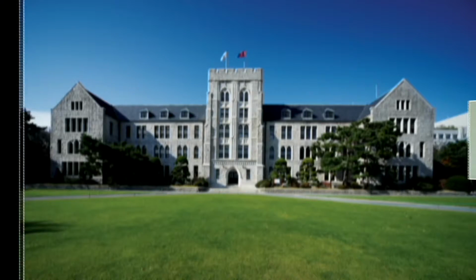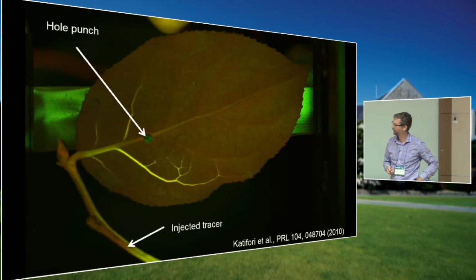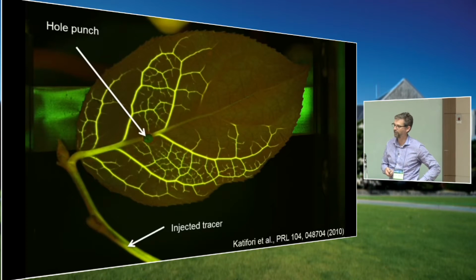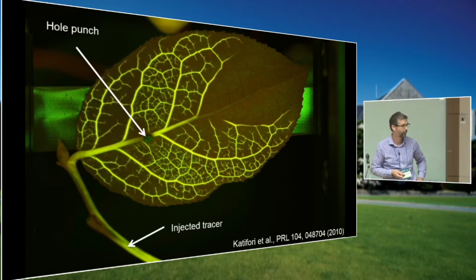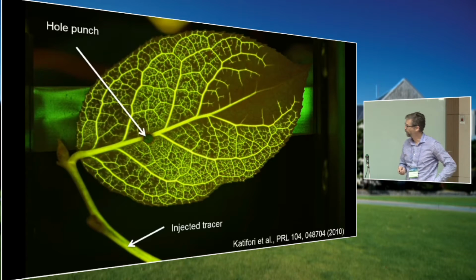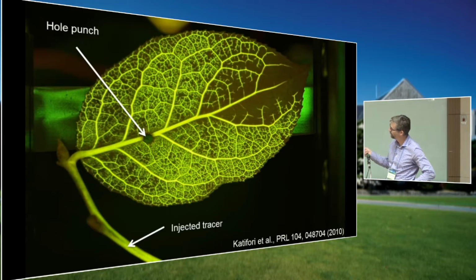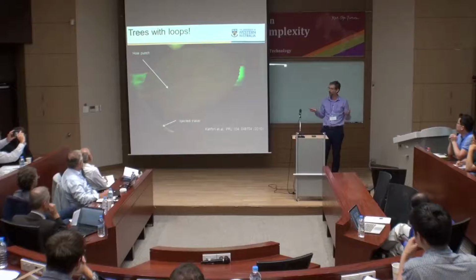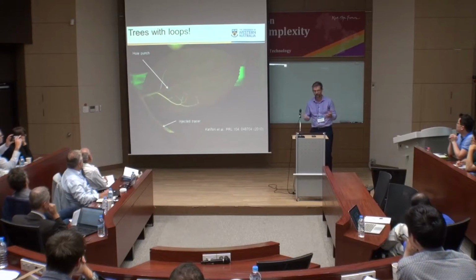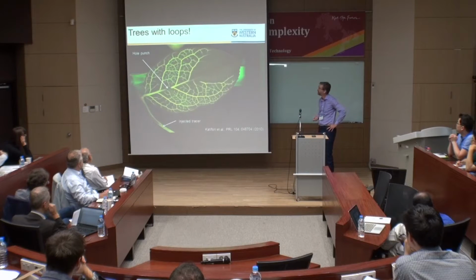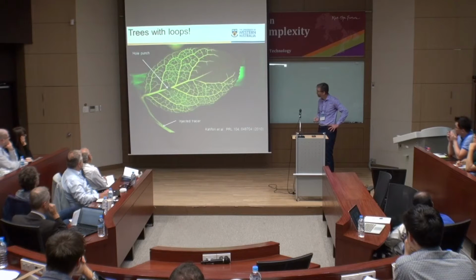This might be interesting for some of the urban people in the room, I think. This is a leaf, and they punched a hole in one of the main veins and injected some dye or a tracer, just to image how the water's moving through the leaf. And it's kind of interesting because the main architecture of that leaf is a tree-like network, but it's evolved and developed loops to adapt to being eaten by caterpillars, probably, so that it can still function as a leaf.